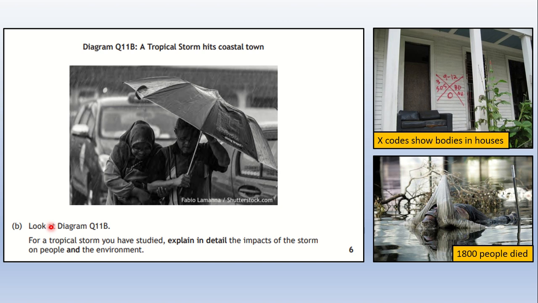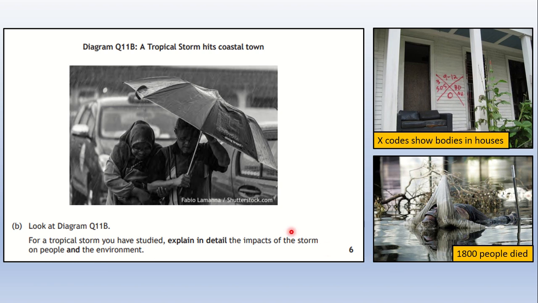The next exam question that we would look at is, for a tropical storm you've studied, explain in detail the impacts of the storm on the people and the environment. Now, just before we get into this, you need to focus on 2 things. 1, you need to have a named example, and 2, you need to talk about people and the environment. If you don't, you can't score 6 marks.